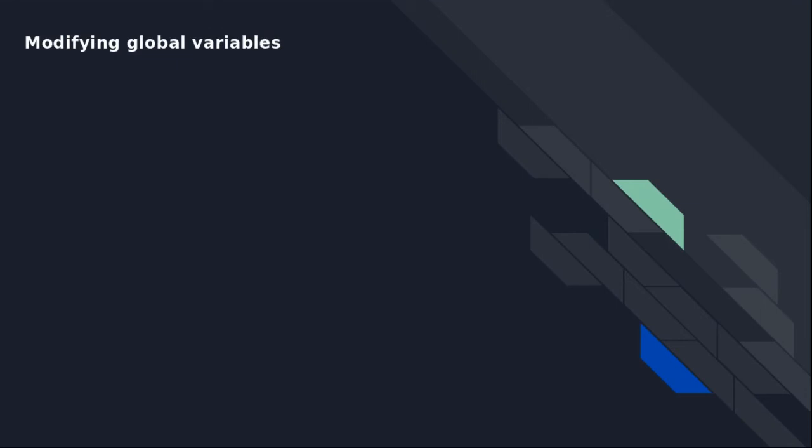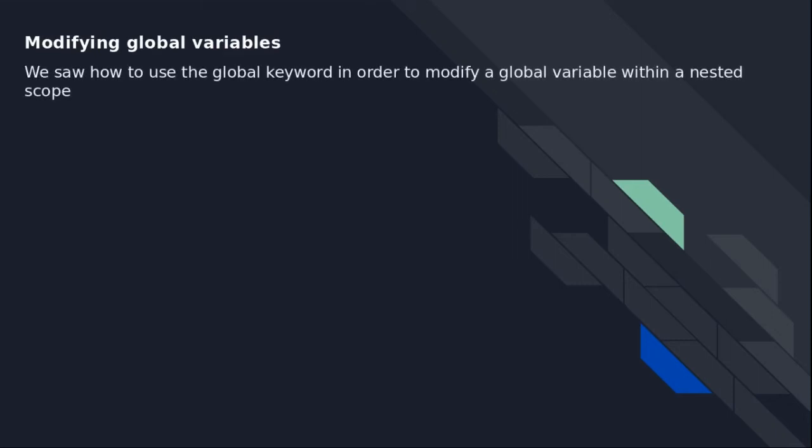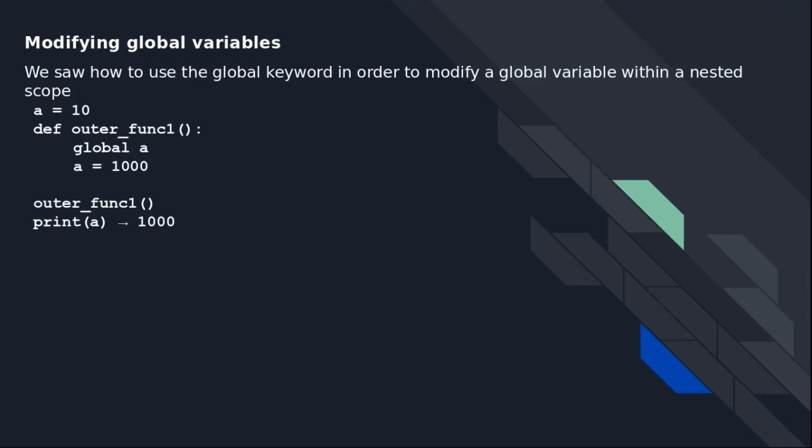Now let's look at the topic modifying global variable. We saw how to use the global keyword in order to modify a global variable within a nested scope. In this example, we can see that we are trying to access a variable A by using the keyword global. It means we are accessing a global variable A in our function, and then we are modifying its value by 1000.